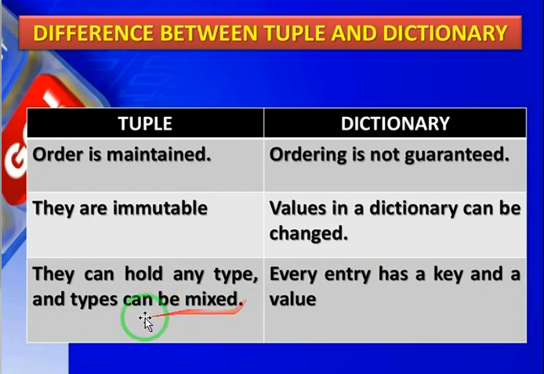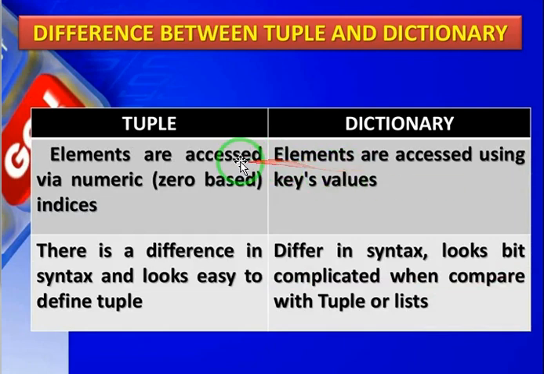Tuples can hold any value and types can be mixed, while every entry has a key and a value in a dictionary. Elements are accessed via numeric zero-based indices in a tuple, while in a dictionary elements are accessed using keys. There are differences in syntax: tuples look easy to define, but the dictionary differs in syntax and looks a bit complicated when compared with tuples or lists.